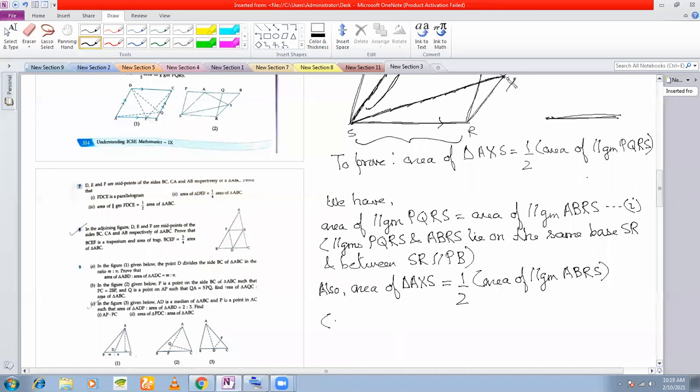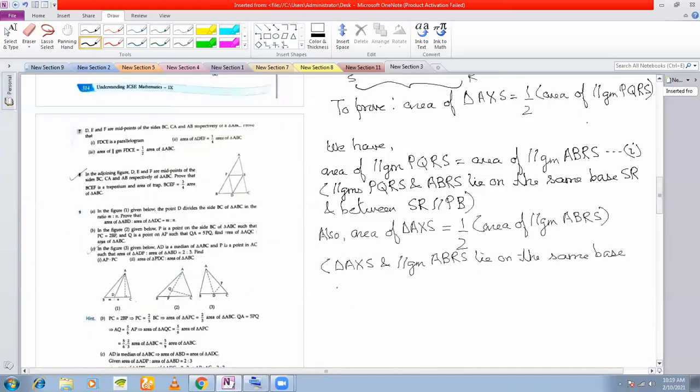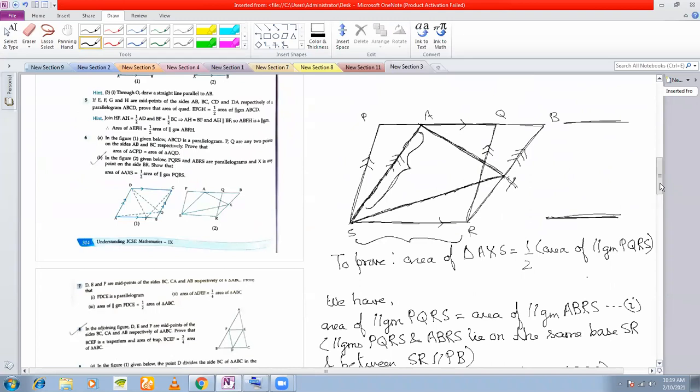You'll give your reason. Triangle AXS and parallelogram ABRS lie on the same base, which one is the base? AS, and between which two parallel lines? They lie between AS parallel to RB.